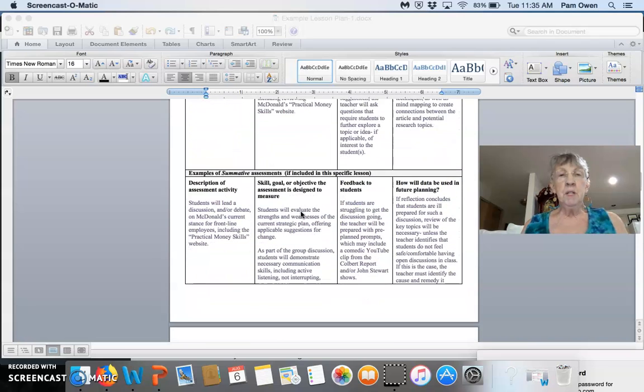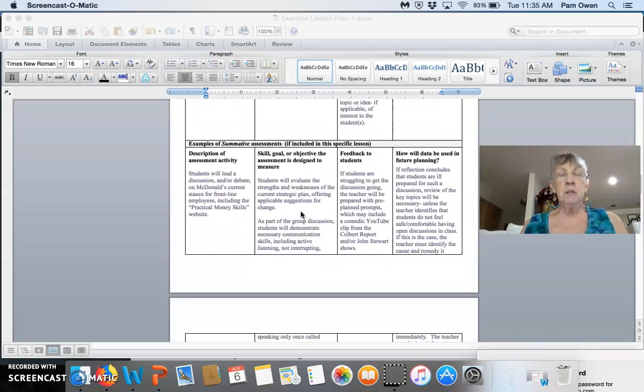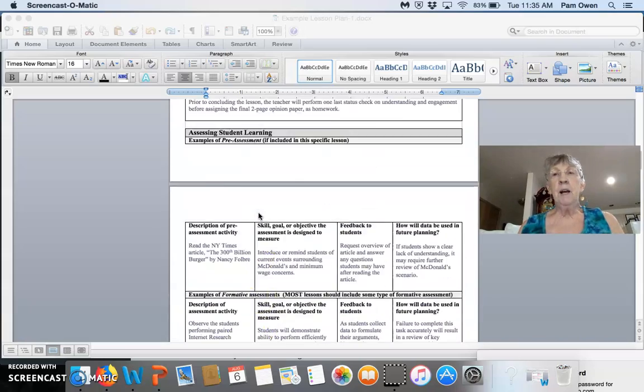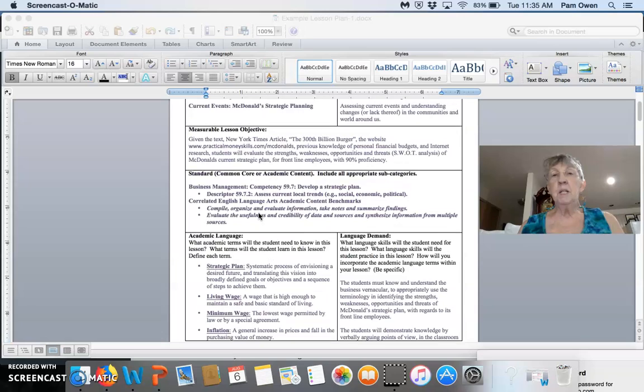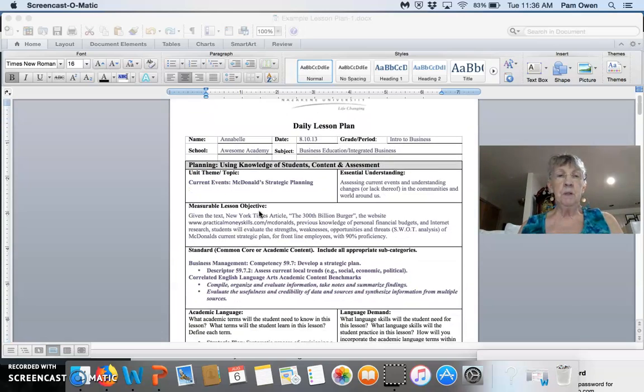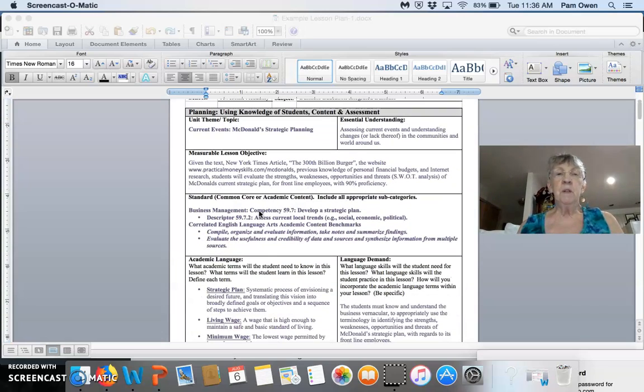And then the summative, the way this lesson plan is written, is that at the end of the whole thing, there's going to be a discussion and a debate talking about practical money skills and the stuff that they found on their website and what that's going to look like, and again, what the feedback is. So let's go back now and see if that matches the objective and the standards.